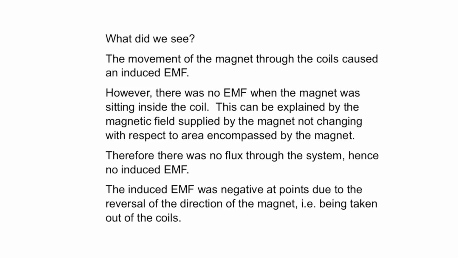Well, what did we see? We saw that the movement of the magnet through the coils caused an induced EMF. However, there is no EMF when the magnet was sitting inside the coil. This can be explained by the magnetic field supplied by the magnet not changing with respect to the area encompassed by the coil. Therefore, there was no change in flux through the system, hence no induced EMF. The induced EMF was negative at points due to the reversal of the direction of the magnet, i.e. being taken out of the coils.